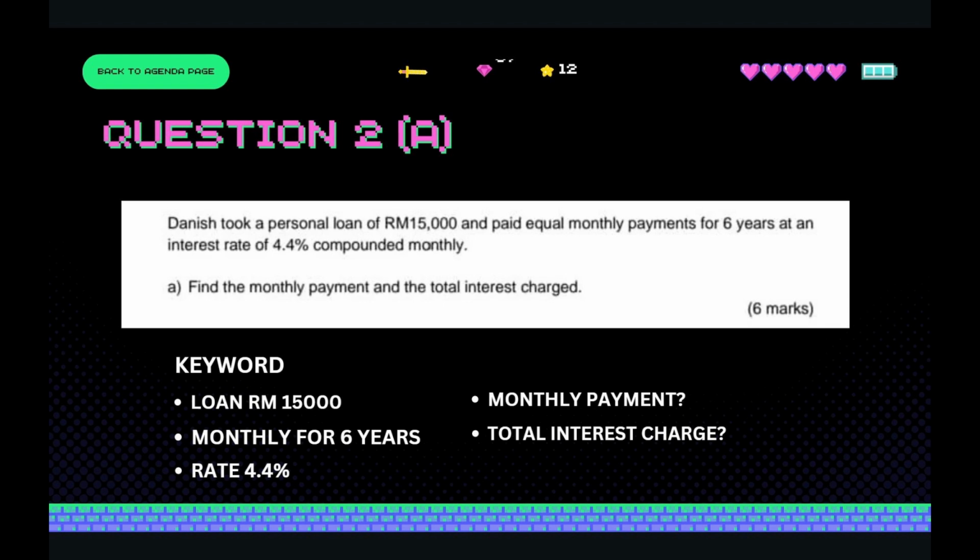Danish took a personal loan of 15,000 ringgit and paid equal monthly payment for 6 years at an interest rate of 4.4% compounded monthly. A. Find the monthly payment and the total interest charge.